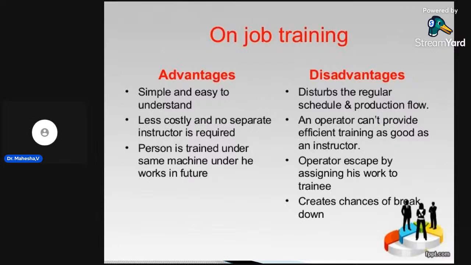And the last one is that it creates chances of breakdown. The costliest machines are used by the organization, and because of the inexperience of the trainees, there is a possibility of machine breakdowns, or the machine may collapse. That's why they need to be very careful. These are certain limitations of on-the-job training.